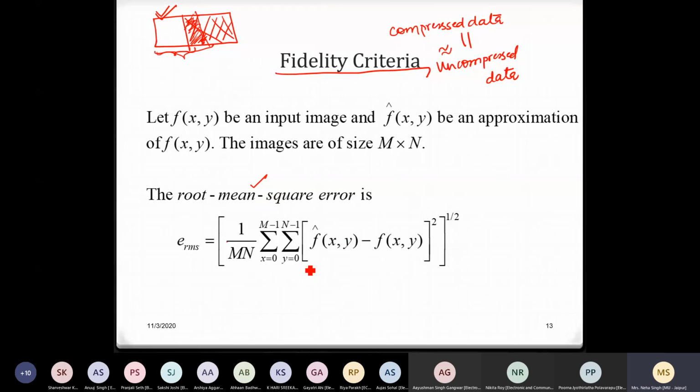We already discussed these errors while we talked about the criteria for comparison for enhancement and restoration. For the root mean square error, you simply take the difference between the original data and the decompressed data, the data which is reconstructed after the compression has been done. The difference between them is treated as the error. You square the error, summate it, divide by the total number, that is you take the average, and then you take the root. So you have the root mean square. We want this error to be as small as possible.